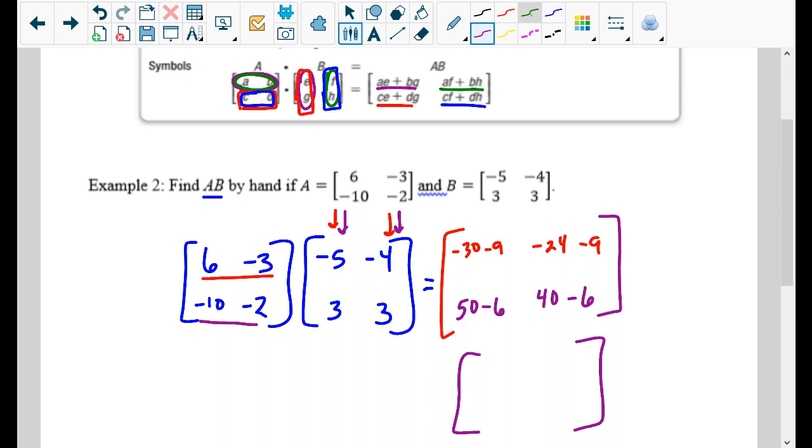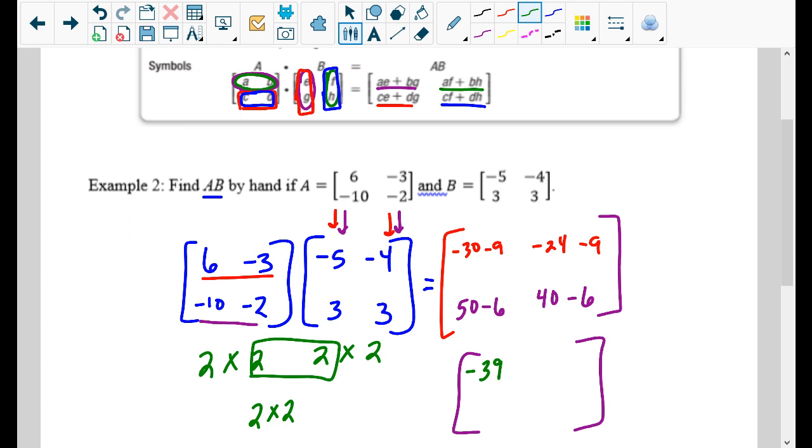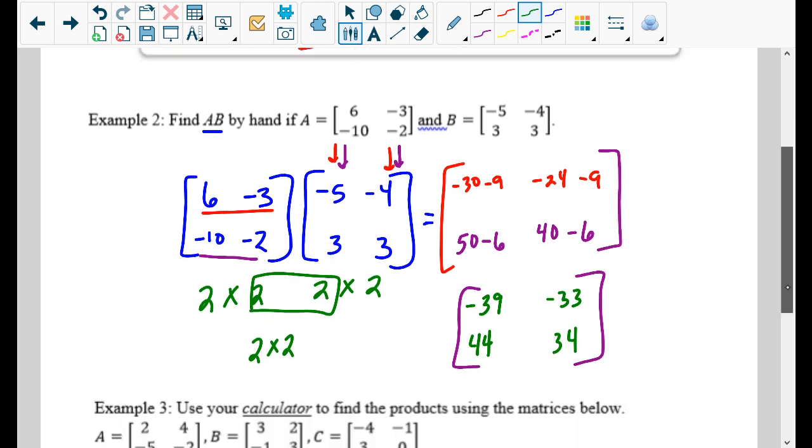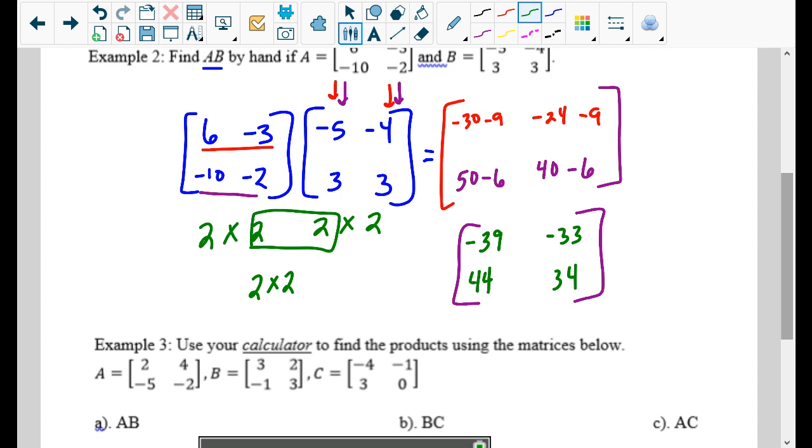Okay. So again, if we take a look here, I have a 2 by 2 and a 2 by 2, so we can multiply, which we already determined. And my resulting matrix is a 2 by 2. So I should have 4 numbers here. So -30 minus 9 is -39, -24 minus 9 is -33, 50 minus 6 is 44, and 40 minus 6 is 34. So when I multiply A times B together, here's my resulting matrix.